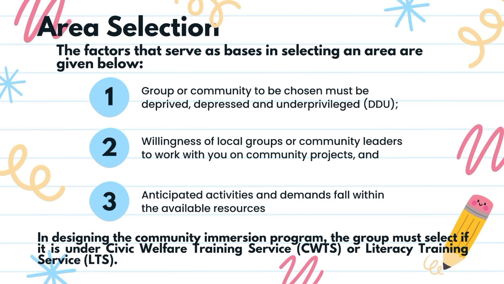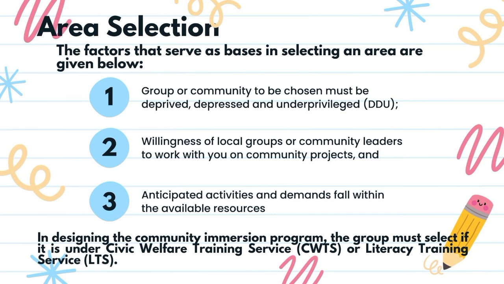After choosing the area, your group must also decide what type of program you will do. It's either the CWTS, the Civic Welfare Training Service, or the LTS, the Literacy Training Service. In CWTS, this is for helping the community in different ways like clean-up drives, feeding programs, health and safety projects, also the environmental care.